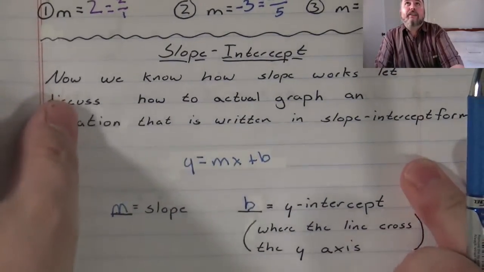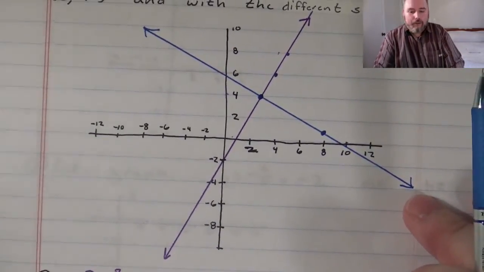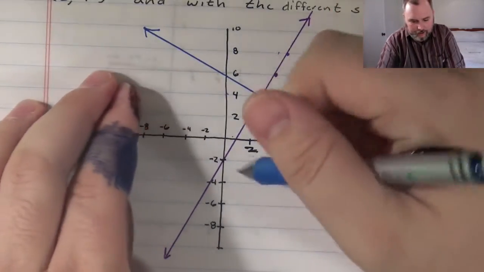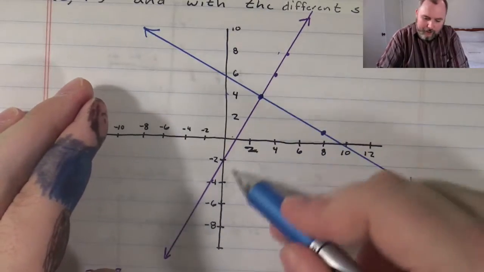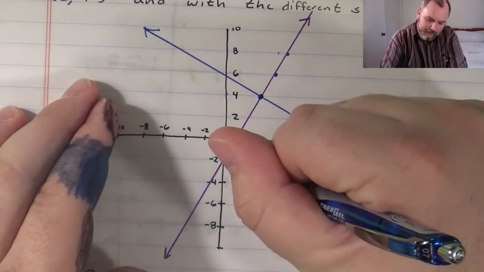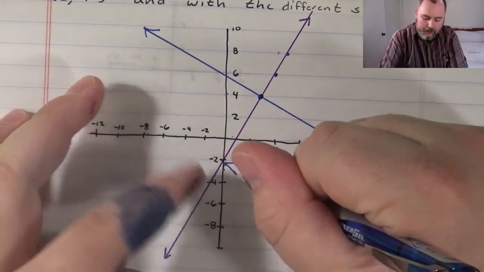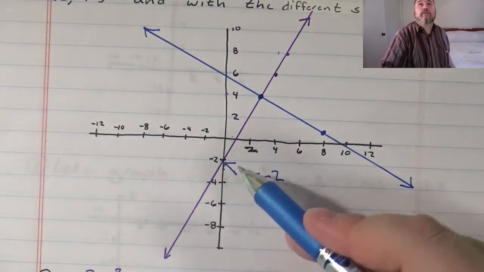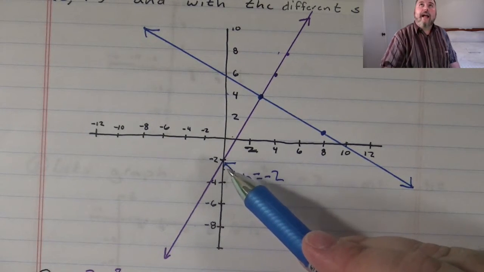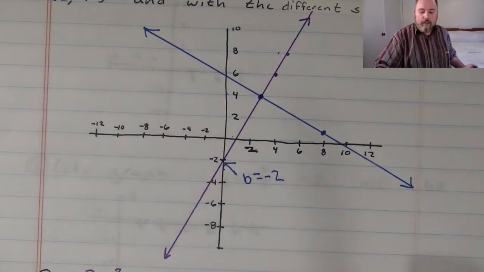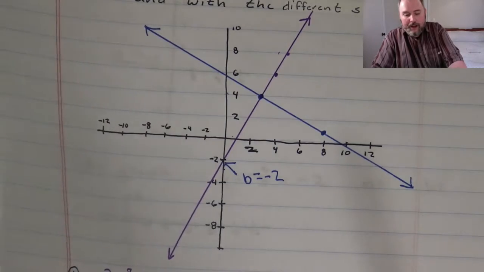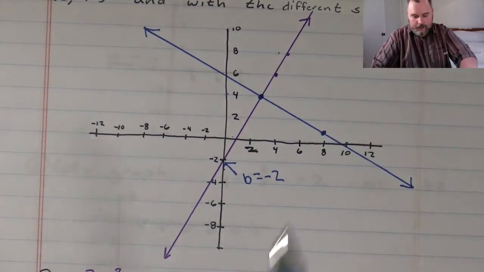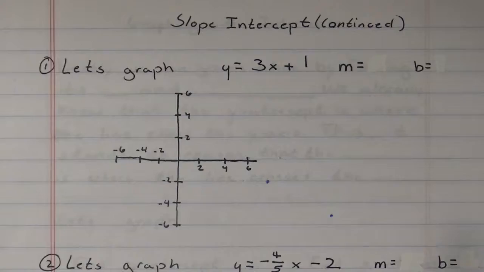So let's go back and look at a picture right here. So this is one that we had a while ago. In this first one, if you look, this purple one right here, it actually crosses the y-axis right here. So if this was b, we would say b is equal to -2 because it crosses the y-axis at -2. All right, so that's really what y-intercept is. It's where the line crosses the y-axis. All right, now let's go ahead and try some.